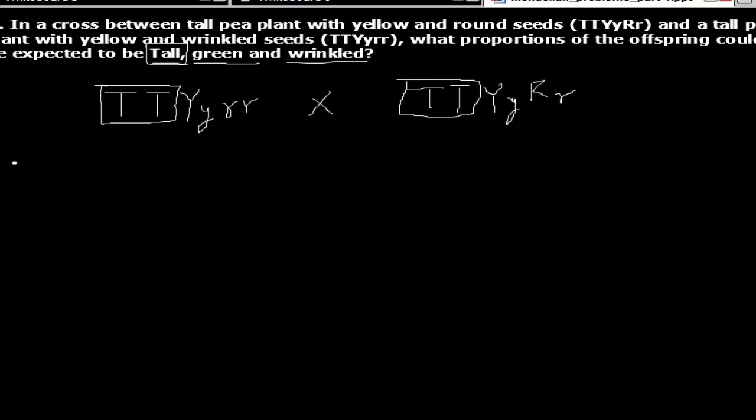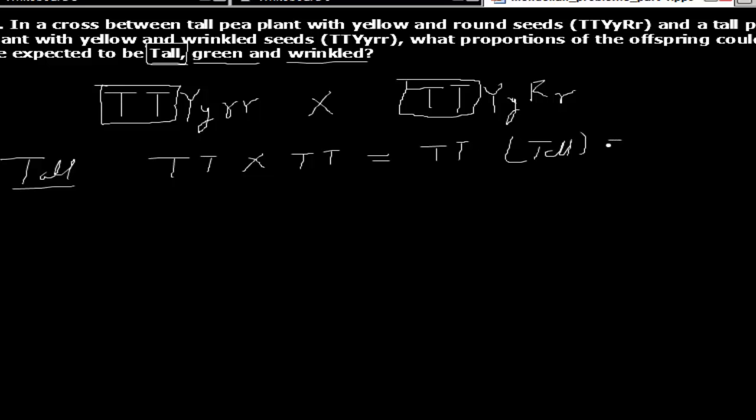So for tall, what we have to do? We have to cross TT into TT. So in all the cases, you will always get a TT that stands for tall. So their fraction is always equal to 1.